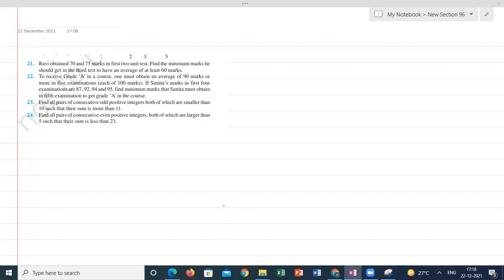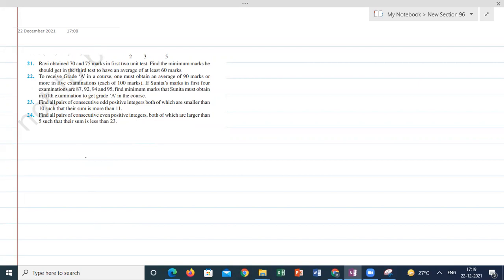Yes, sir. 6, 7 and 9, 10. 6, 7 is not an even number. Sir, 6, 8 and 8, 10. Yes, sorry: 6, 8 and 8, 10. Find all the pairs of consecutive even positive integers. Both of you see here there is no condition that it should be less than 10. Just pairs of consecutive positive even numbers which are larger than 5.